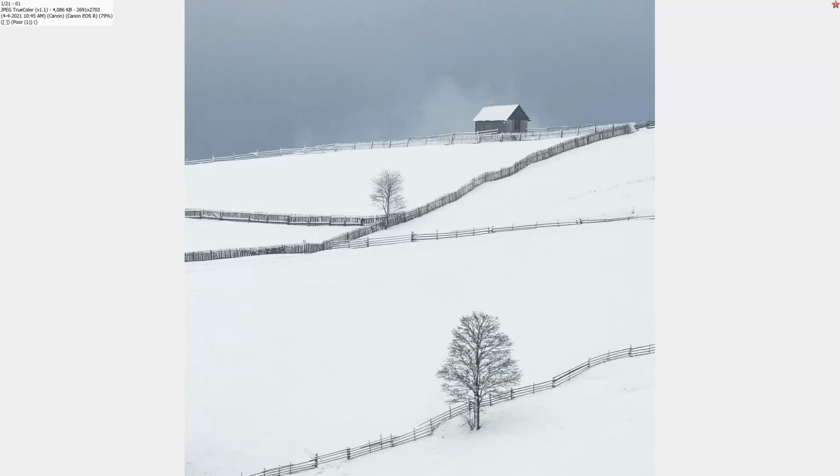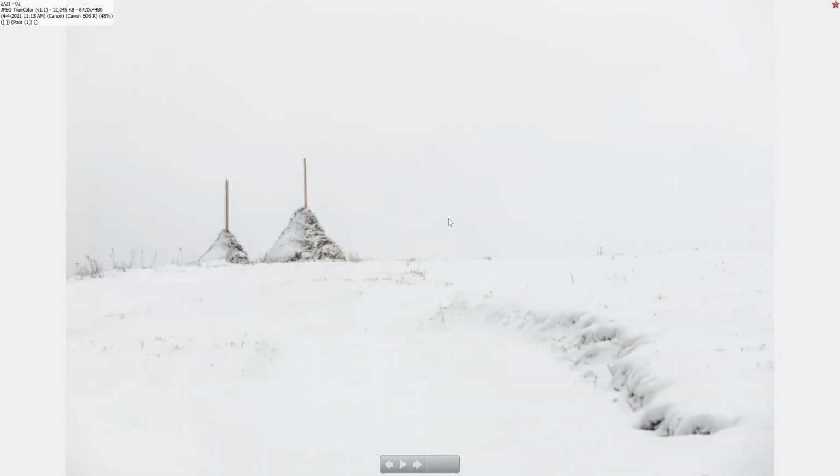Many of my minimalist photos are done during winter. I will also show you examples that are not during wintertime, but let's start with this photo that, as you can see, has a lot of negative space represented by the snow, and these fences and, let's say, the tree and the house. The image has a graphical feel to it.